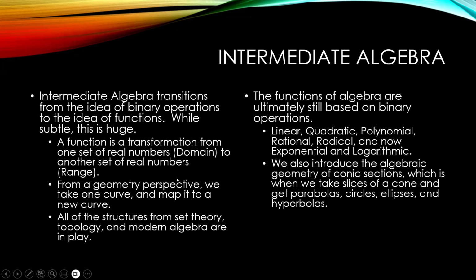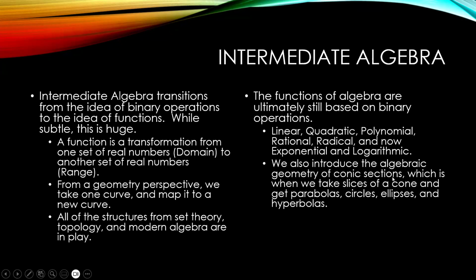From a geometry perspective, we take one curve and map it to a new curve. That's a big deal. All of the structures from set theory, topology, and modern algebra are now in play. We don't talk about them because it's intermediate algebra, but it's all set theory, topology, and modern algebra. The functions of algebra are ultimately still based on binary operations, though. So we have linear, quadratic, polynomial, rational, and radical, and then we introduce exponential and logarithmic.